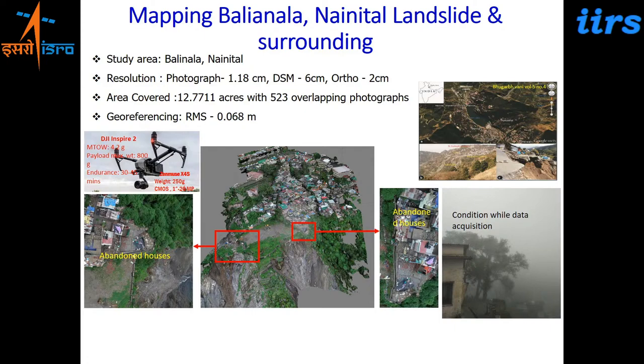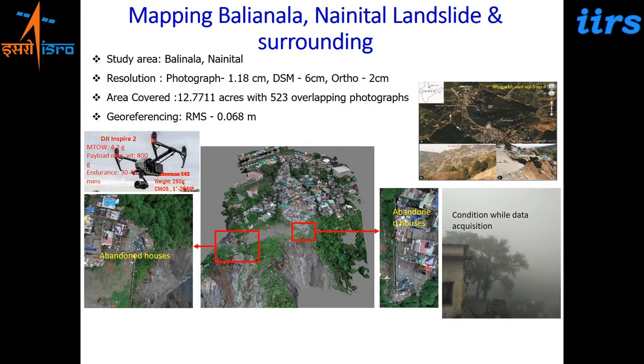So we did a drone flying. The flying which we did was in very, very harsh conditions. If you see on this side, the condition when the data was acquired was totally foggy. It was in the month of July, August, when it was totally covered with cloud. So we flew below the cloud level, and then we acquired these data sets.